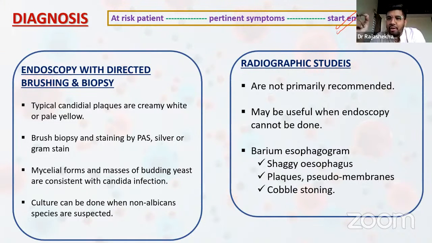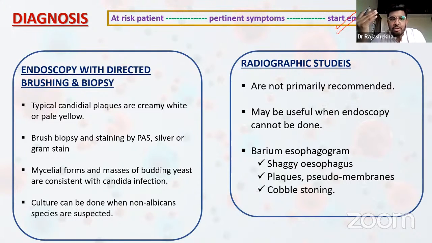Endoscopy sometimes needs a referral to a higher center. Many doctors may not be equipped or trained to do an endoscopy, so you may be dependent on some surgeon or gastroenterologist for the endoscopy. So if you are seeing a patient of HIV and his symptoms are pertinent and related to candidal esophagitis, you can directly start the empirical treatment.